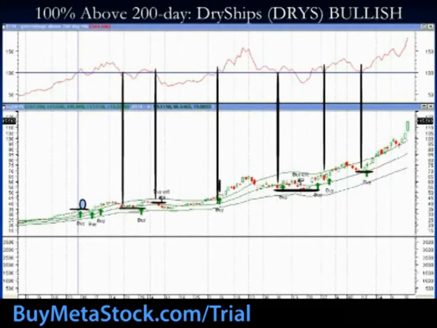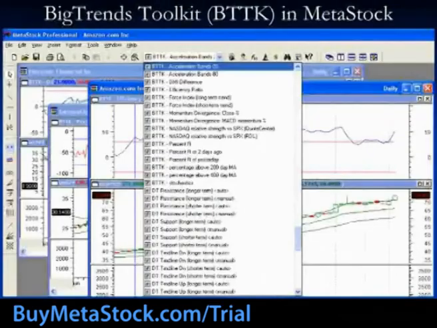That's what we're after here, really finding the biggest and best trends for you, and the Big Trends Toolkit and MetaStock will help you do that. Now, I've only covered just 3 of the 14 indicators and tools that I use in the Big Trends Toolkit. What I've done here is highlight a number of these tools so you can keep an eye on them.